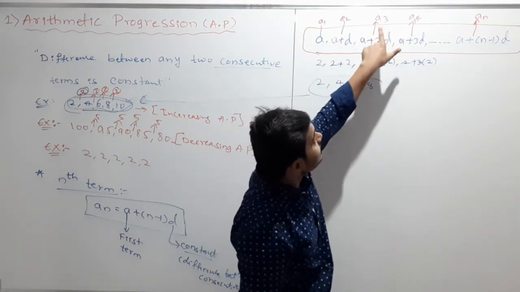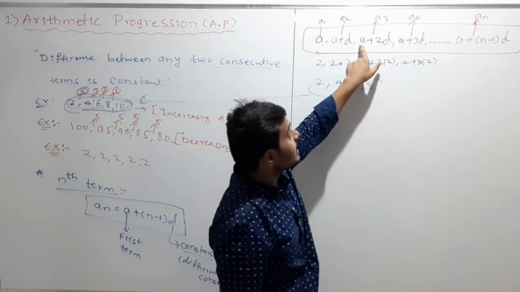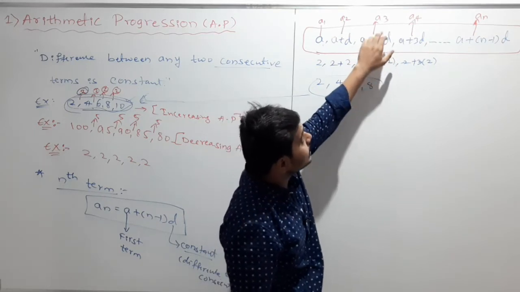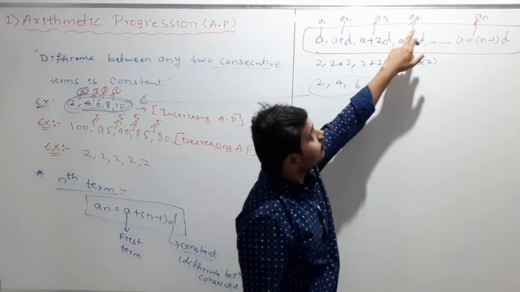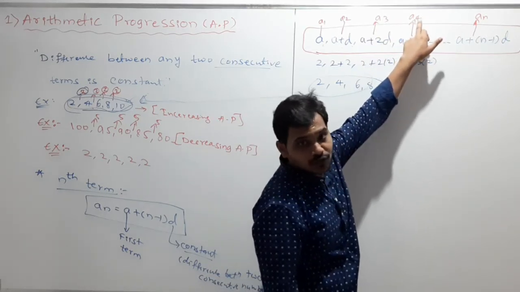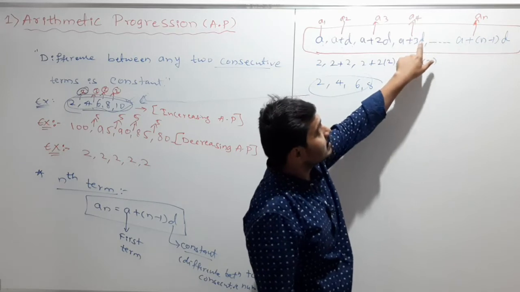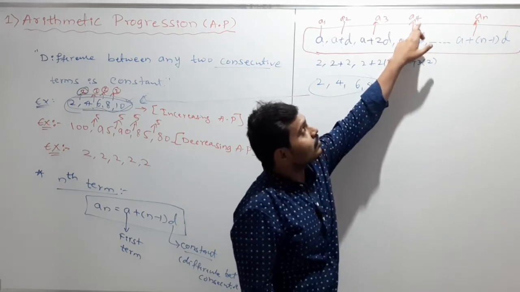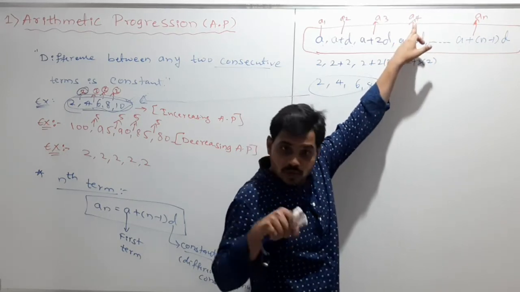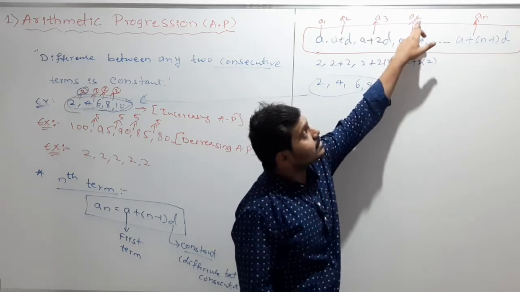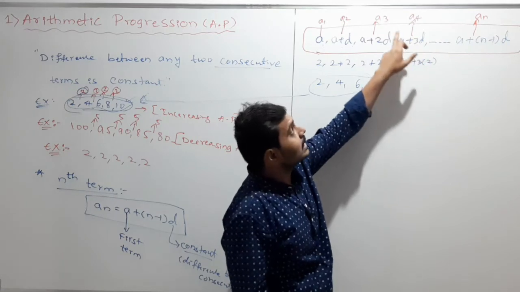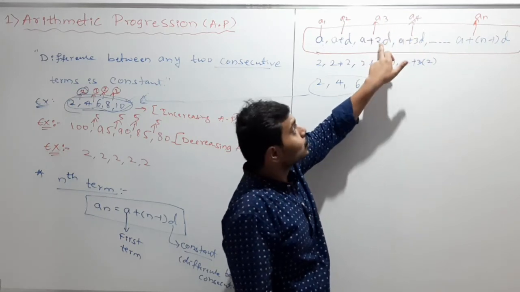In the third term the element will be a + 2d. Here the subscript is 3, and I subtract 1, giving 2 into d. For a4, the subscript is 4, and beside d we have 1 less. If you want the fourth term, the formula will be a + 3d. For the fourth term you should write 3d, and for the third term, 2d.